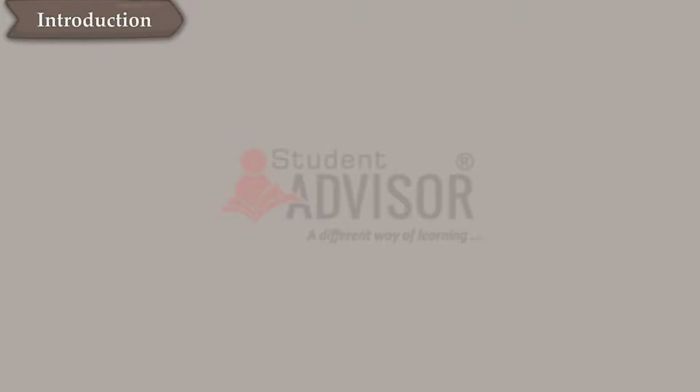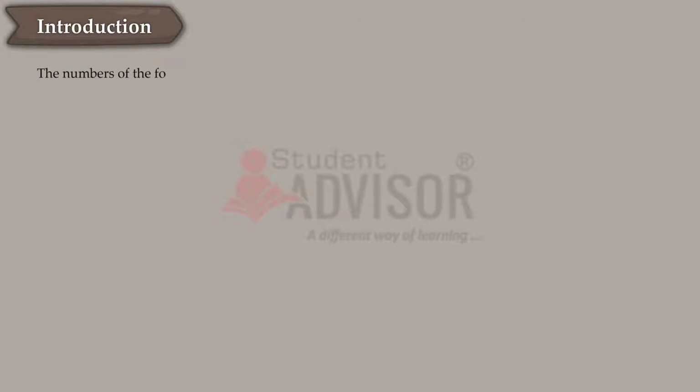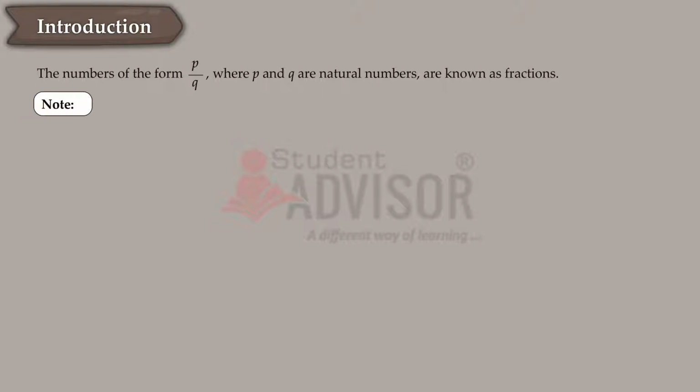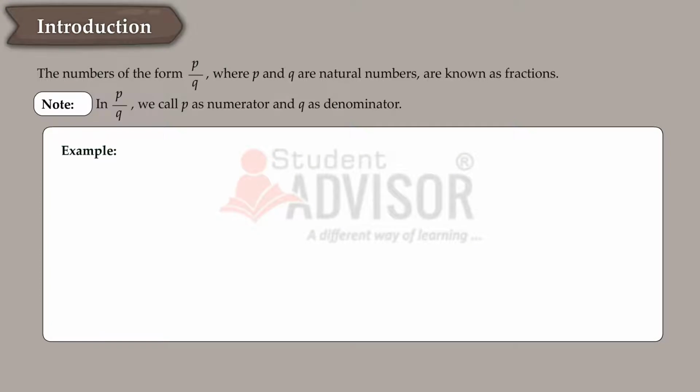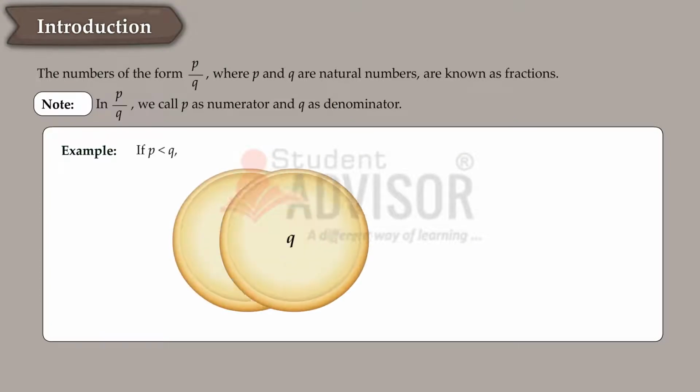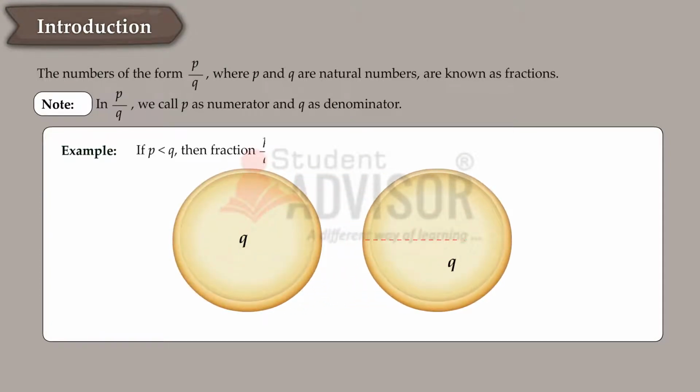Fractions. Introduction. The numbers of the form p by q, where p and q are natural numbers, are known as fractions. Note, in p by q, we call p as numerator and q as denominator. Study the given example. If p is less than q, then fraction p by q is a fraction that represents p part of q.